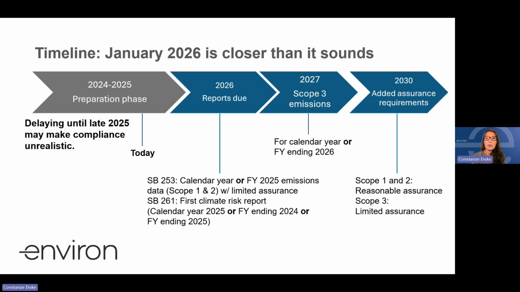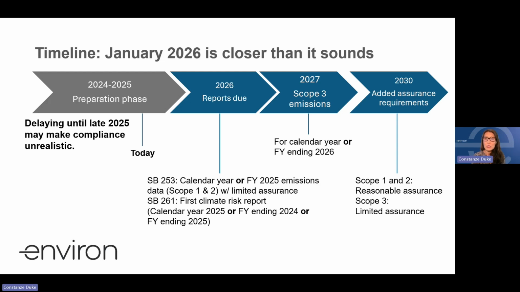So knowing the effort that goes into preparing emissions inventories and TCFD-aligned climate disclosures, January is incredibly close unless you already routinely prepare these disclosures. So I'd say if you have not yet started at all, getting it done by the end of the year will certainly be challenging. The first submissions happen by January 1, 2026, and for your emissions data, you have the option to use either calendar or fiscal year 2025.